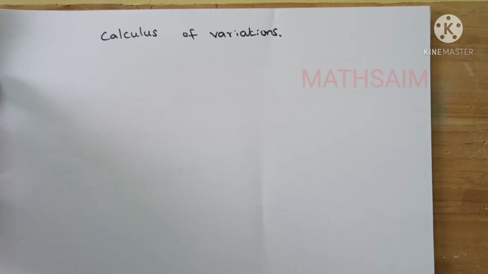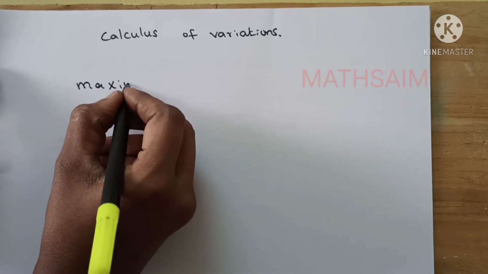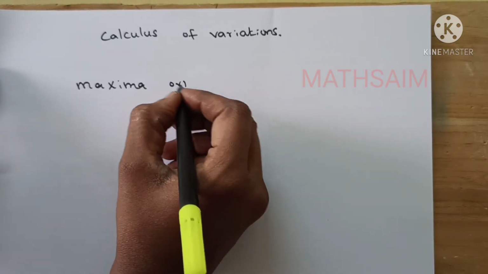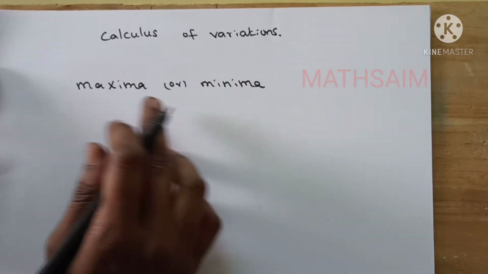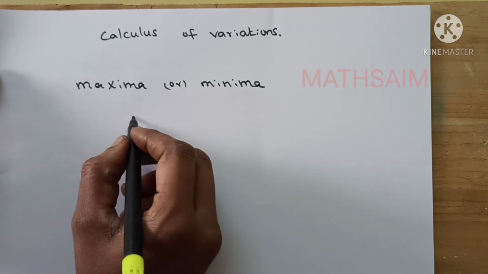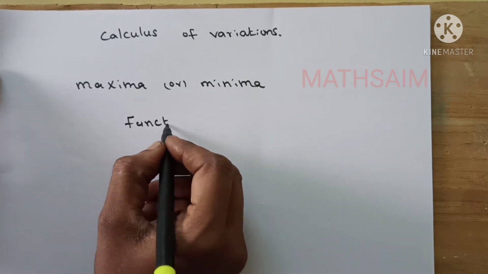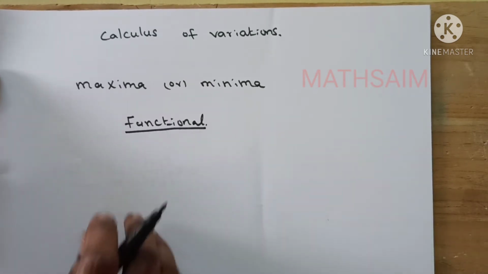Today's topic is calculus of variation. In calculus of variation, we are going to study about the maxima and minima. We are going to study about the maxima or minima of a functional. You know very well about the maxima and minima of a function, but here we are going to study about the maxima and minima of a functional. So now we should know what is functional.